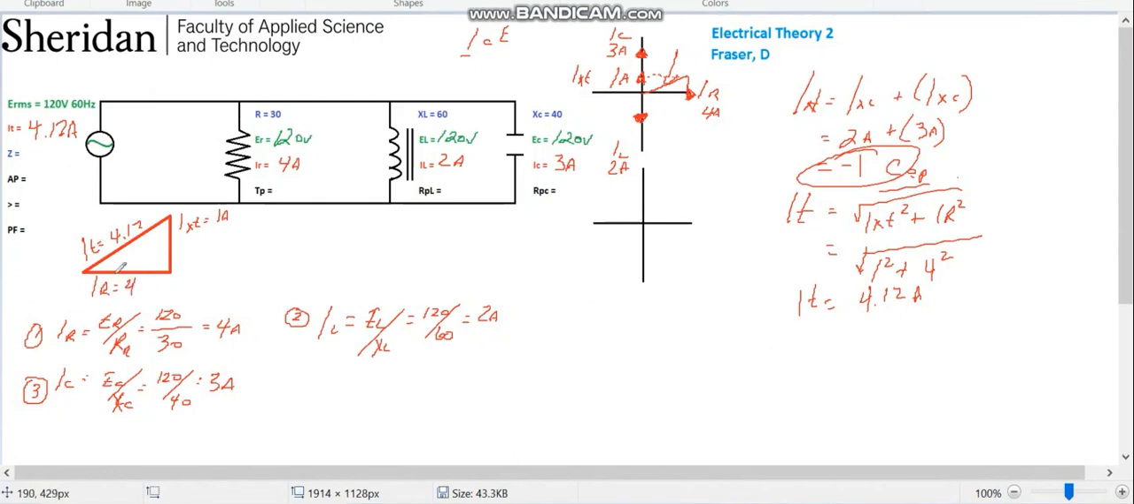Now we can find our power factor and our angle theta from that. So let's do that now. So step number 4, power factor first. Power factor, we would say, in this particular case, IT over IR.